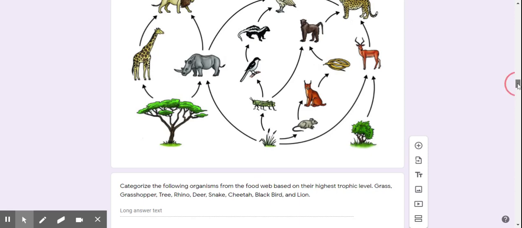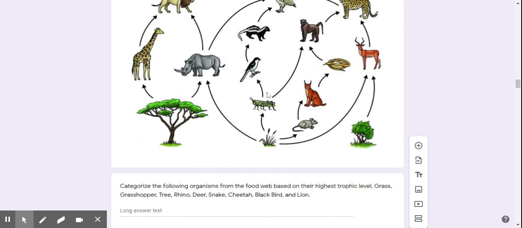All right, let's go with the first one, grass. So we can see right here at the bottom, we have the grass. And from what I can see right there, the grass is at the producer level. The grass is not consuming anybody. He is what is being consumed. He is at the producer level. And that's the highest trophic level for the grass.